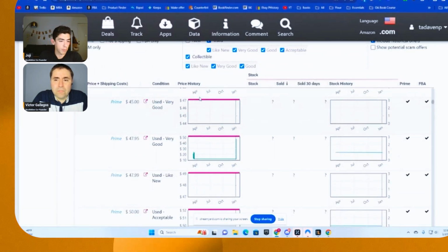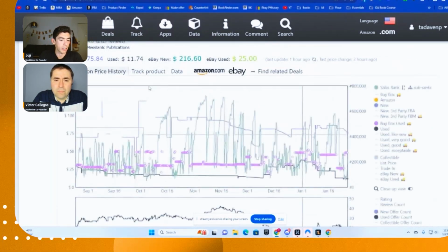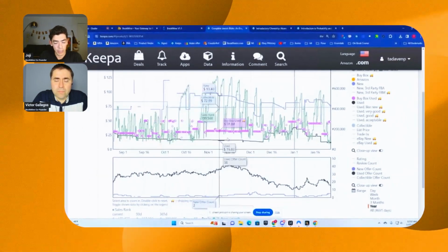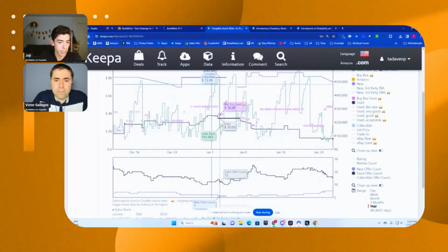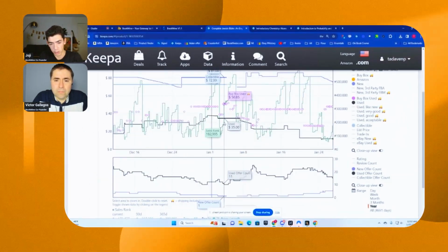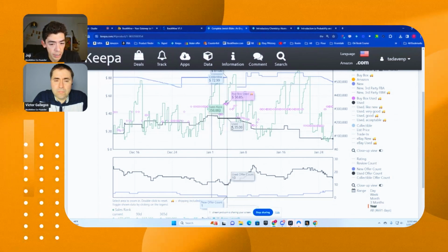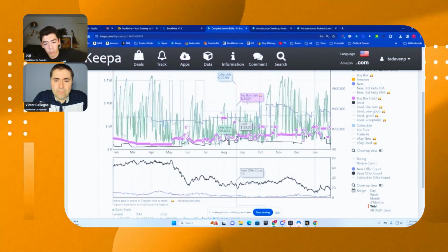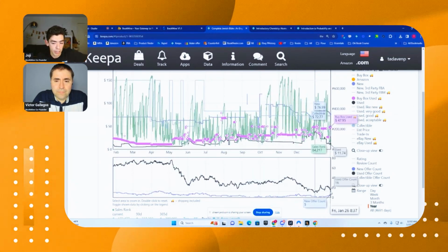But again, this is for the data nerds out there. You don't necessarily need to get that deep. You could just probably expect, hey, this is a book that's a great sales rank. It's got sales at the lowest price of at least $35. So it's selling, and it's a book that if you were to send in, it's probably going to sell, and that offer count is quite low right now.